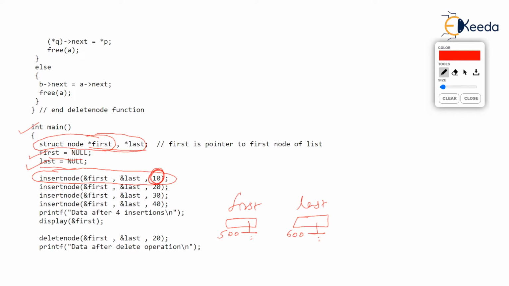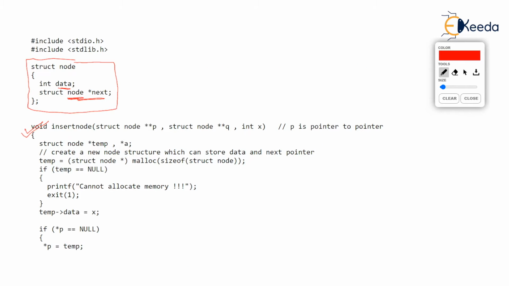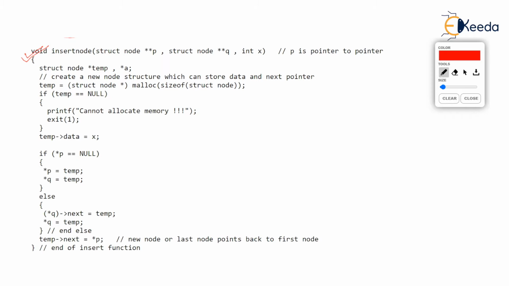In the insert node function, as you see, we have two pointer to pointers as the parameter. P receives the address of first and Q receives the address of last. So to repeat this, as you saw in main, first was null, and last was also equal to null. But we assumed the address of first is 500 and last is 600.